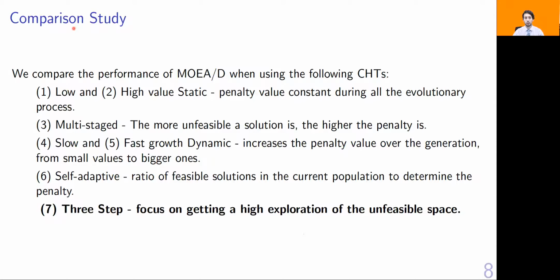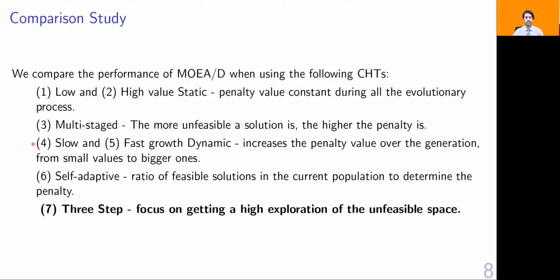We move on to our comparison study. We compare 7 different CHTs. The first two are the low and high value static. They have a penalty value that is kept constant throughout the search of the evolutionary progress. We have the mode staged that penalizes solutions given how unfeasible they are. The more unfeasible a solution is, the higher the penalty gets. We have the slow and fast growth dynamic CHTs. They increase the penalty value over generations, from small values to bigger values.